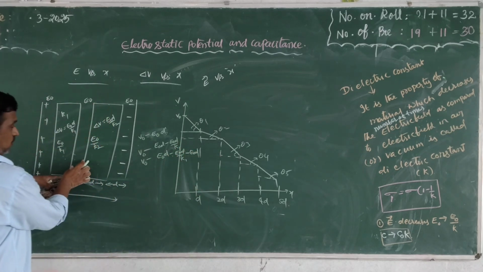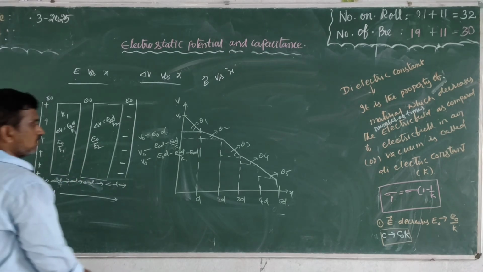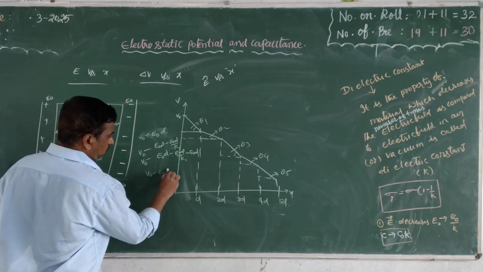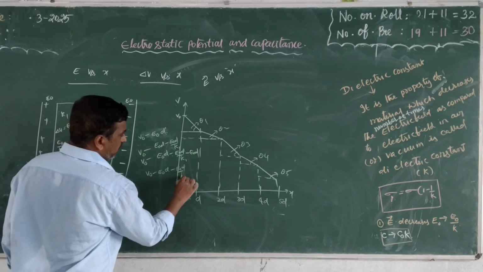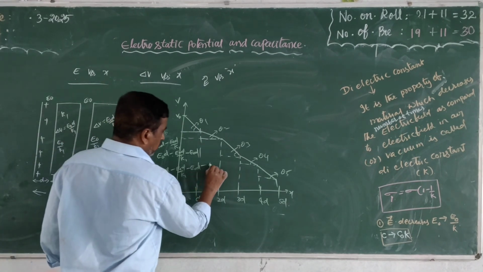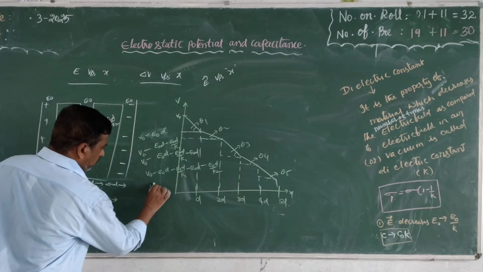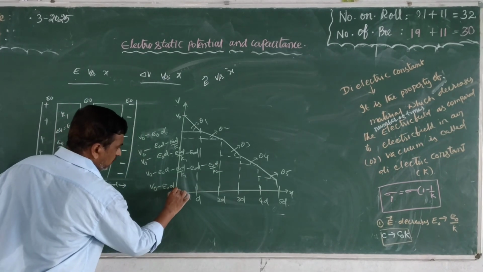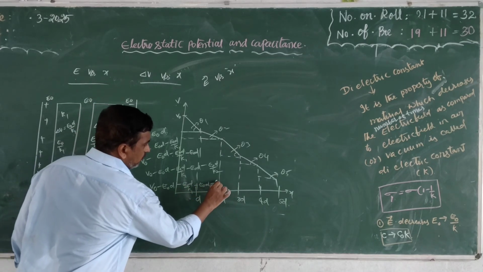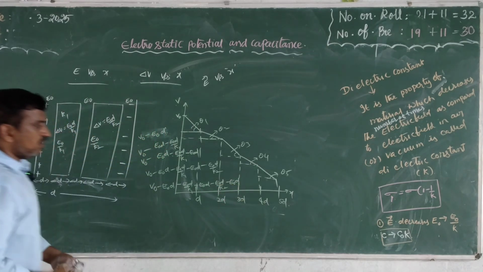Again here empty space is there, so the change in potential is E naught d. So we get V naught minus E naught d minus E naught d by k1 minus E naught d. Then a dielectric is there again, so minus E naught d by k2, and then minus E naught d again. Understood this one?